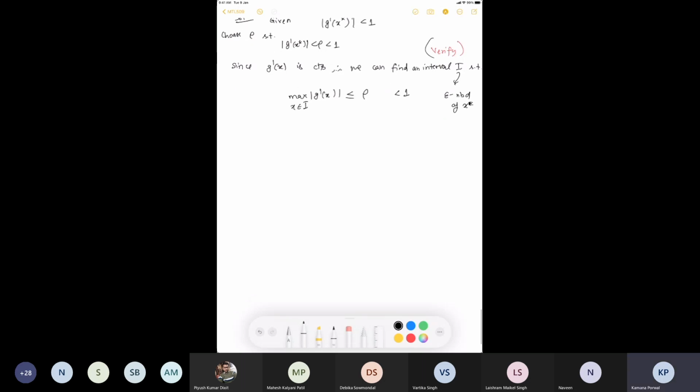Okay, so we have found an interval I for which the maximum of g prime of x for each x in that interval is less than or equal to rho, which is strictly less than 1, right? So now another thing we need to check is whether g takes the interval I to I. If that holds, then we are done, right? We have got hold of one interval for which the requirements of g are satisfied, and then we can use the previous theorem. So my claim is that we have g(I) is contained in I. Why?